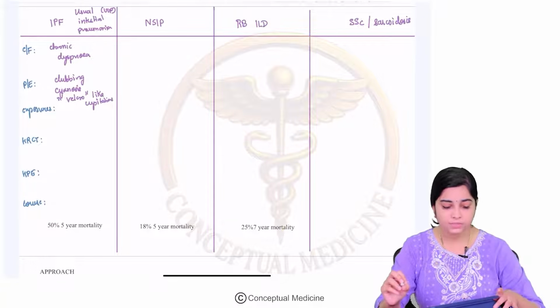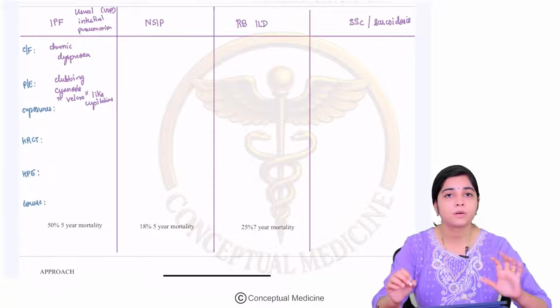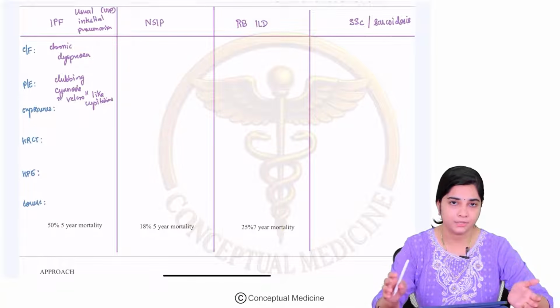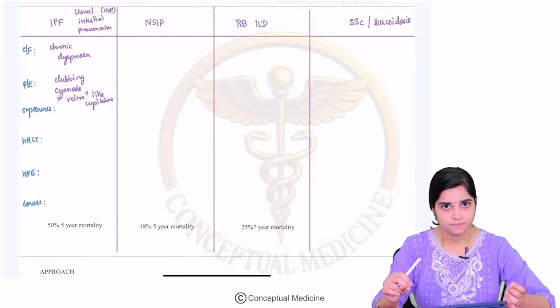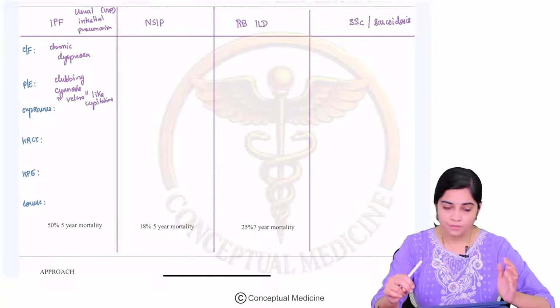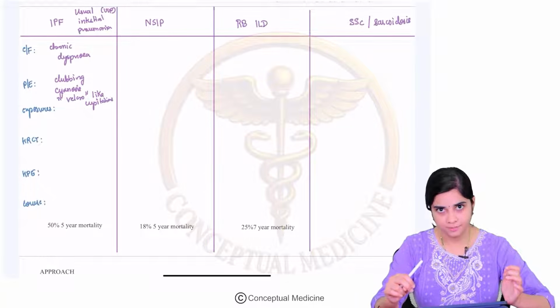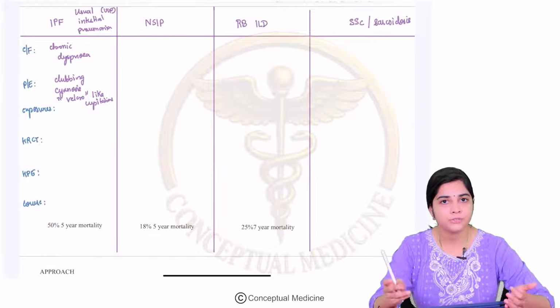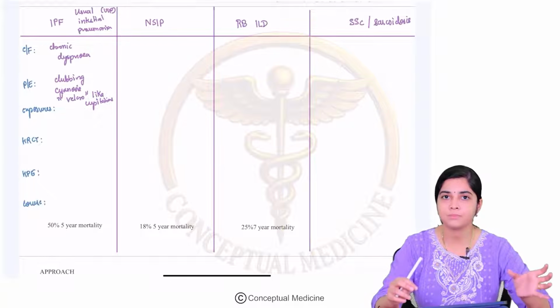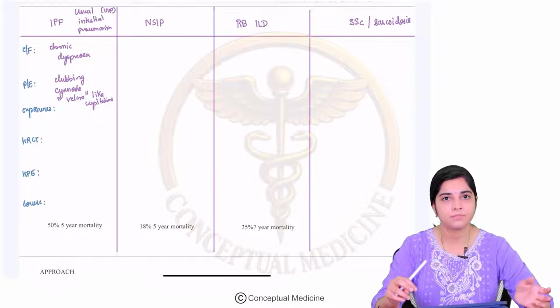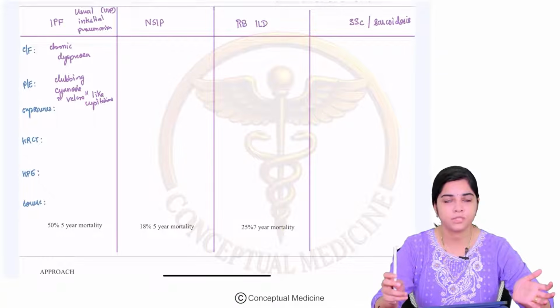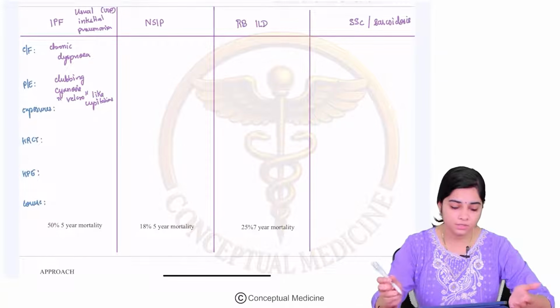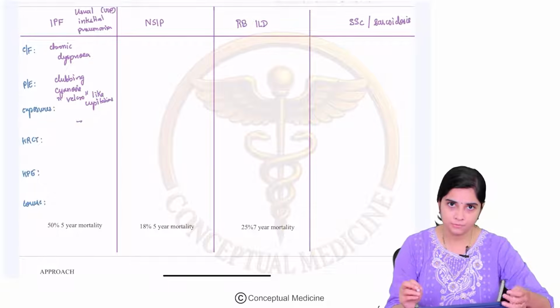Okay, so these are the most important clinical findings that you can find in your interstitial lung diseases. Okay, fine. So what is the cause for IPF? Is it associated with any exposures? No. We know that the exposure related ILDs are asbestosis, silicosis or hypersensitivity pneumonitis. So IPF is not associated with any exposure.